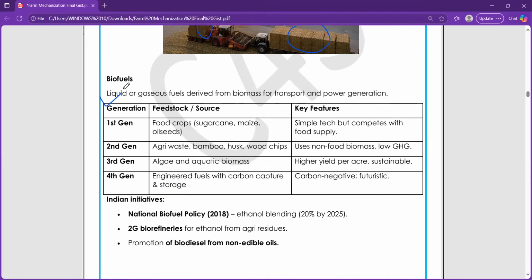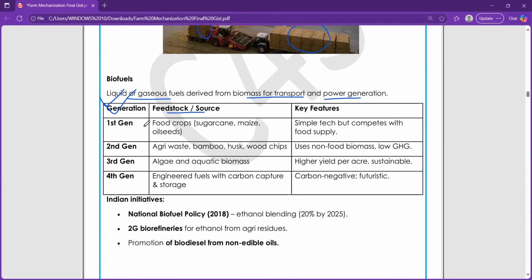These are very important, and this table is very, very important. Biofuels are liquid or gaseous fuels which are derived from biomass for transport and power generation. So we have four generations here. The generations and the feedstock or source used are very important. Many exams have asked questions regarding biofuel generations; there are many instances.